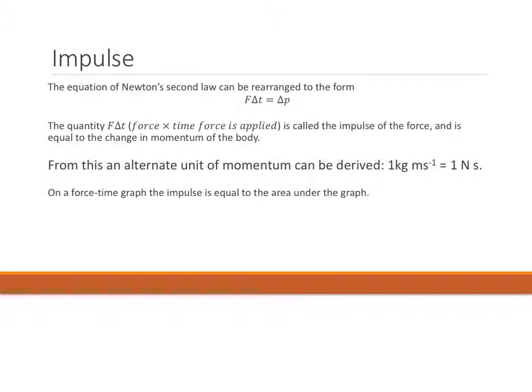Now, using the Newton's second law equation, which is F equals delta p over delta t, you can rearrange that to give F delta t equals delta p, so the force times the time that the force is applied for is equal to the change in momentum of the body. The quantity force times time is described as the impulse, and if you draw a graph of force against time, the impulse is the area under the graph.